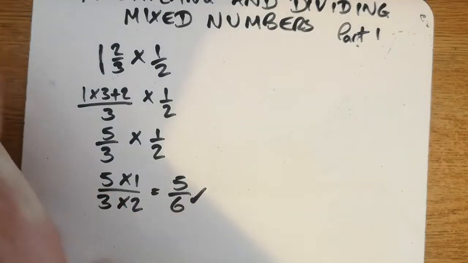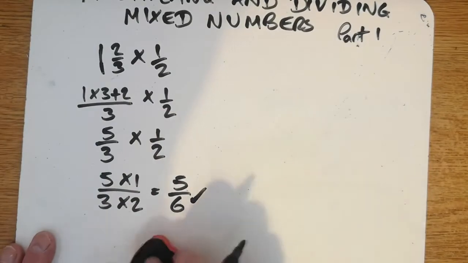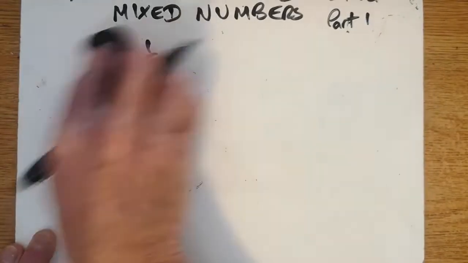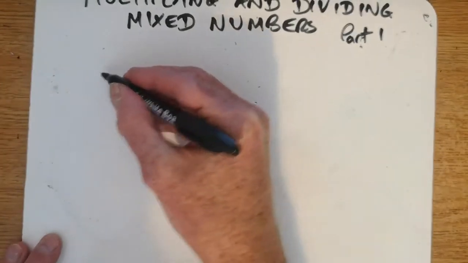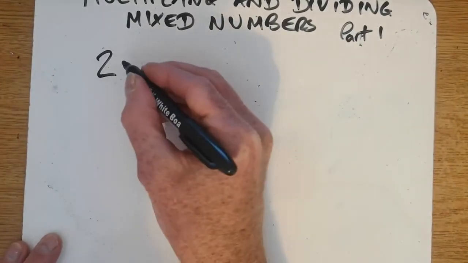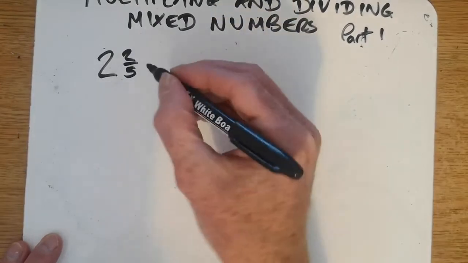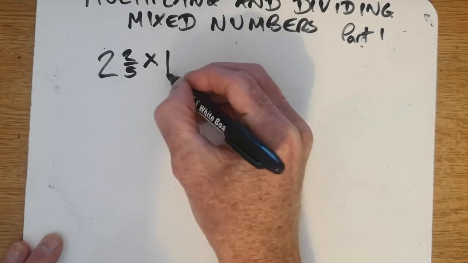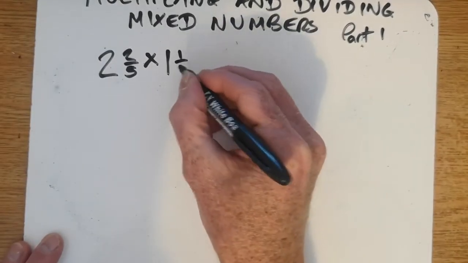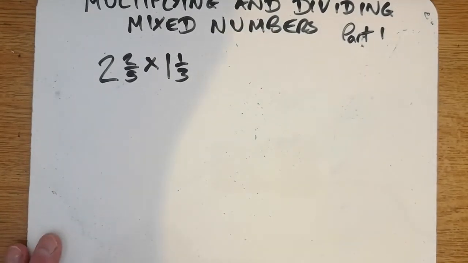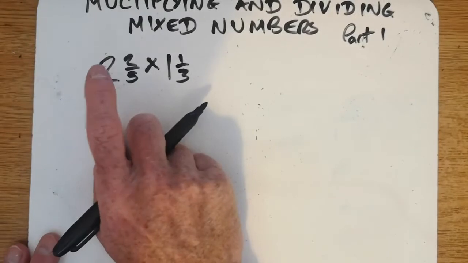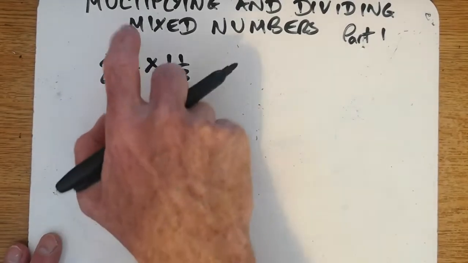Okay. Now, if I rub this off and I look at another example, we'll go for it. Let's look at two mixed numbers this time. So I've got 2 and 2/5. I'm multiplying that by 1 and 1/3. Okay, so this time I've got two mixed numbers to make into improper fractions. Same technique though. Big number times the bottom number, add the top.